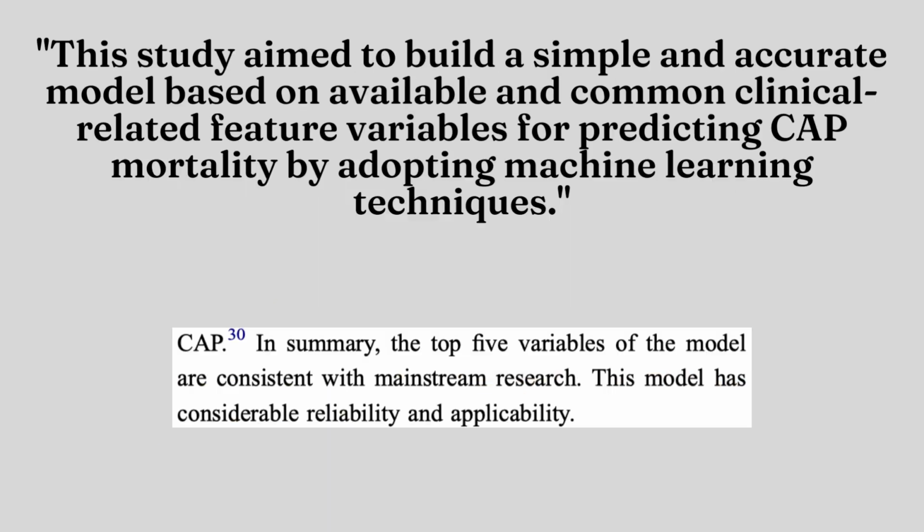In the summary, they mentioned that the top 5 variables of the model were consistent with mainstream research, which helped reassure them that the model was reasonable and that they accomplished their goal of developing a simple and accurate model for predicting community-acquired pneumonia mortality with machine learning techniques.